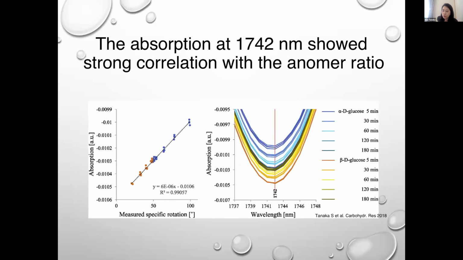Thus, I tried to quantify the ratio of glucose anomers using the absorbance. I show here the spectra after normalization and the correlation between specific rotation and absorbance. It shows a high correlation value. Thus, it confirmed that the absorbance at 1742 nanometers reflects the glucose anomer structure.